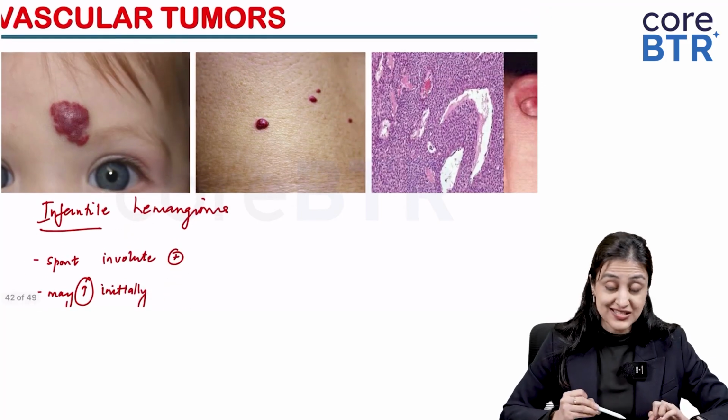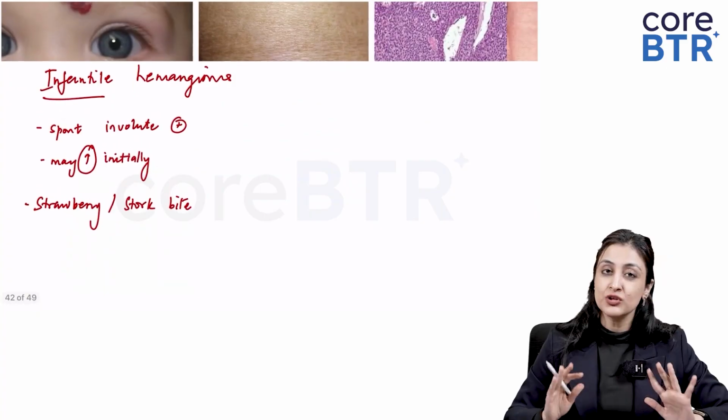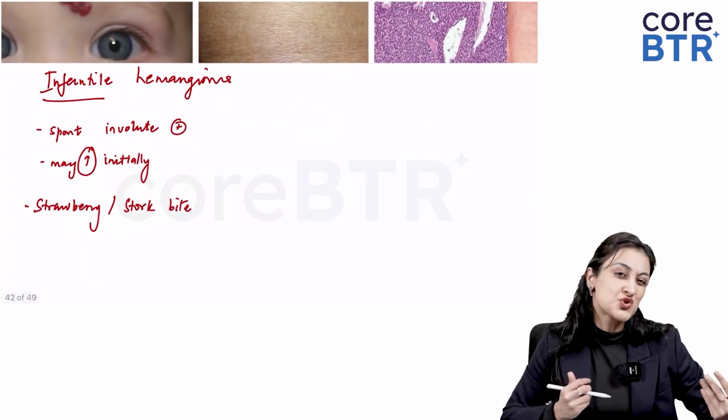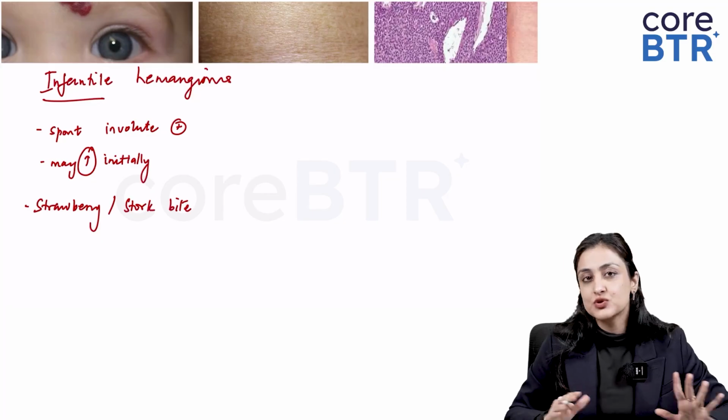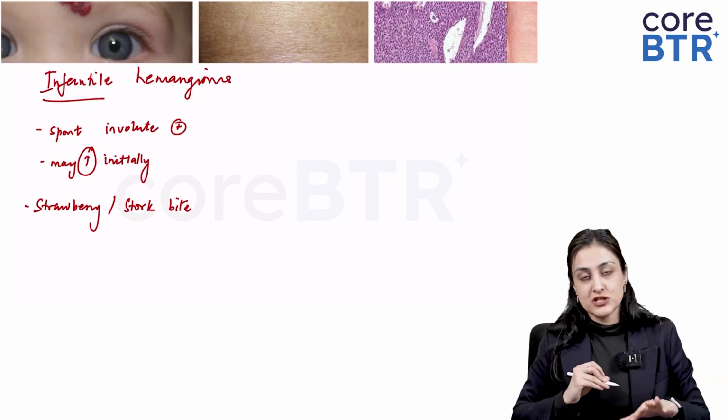Imagine telling them your child has a vascular tumor. No, so that's why you have toned it down and said, no, a stork has bitten your child. You have a strawberry, so they are chilled, right? So this is what is infantile hemangioma.